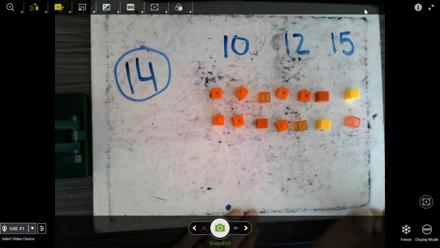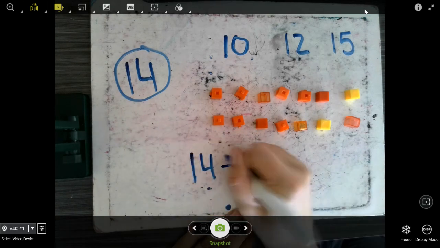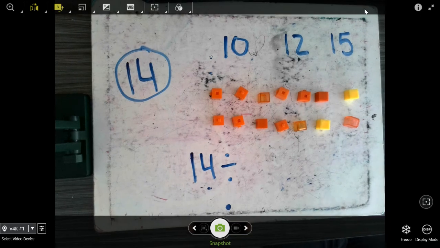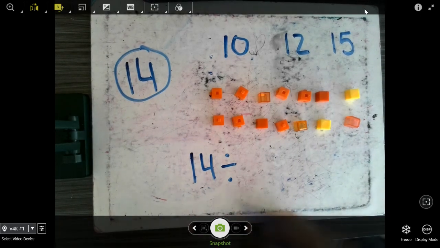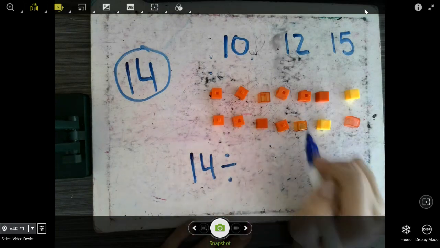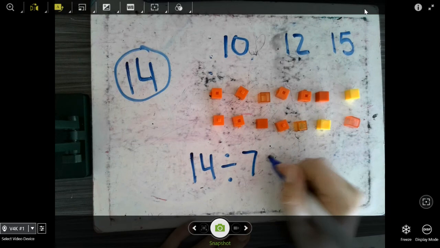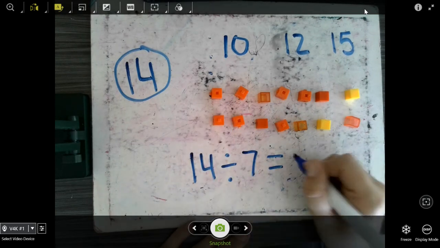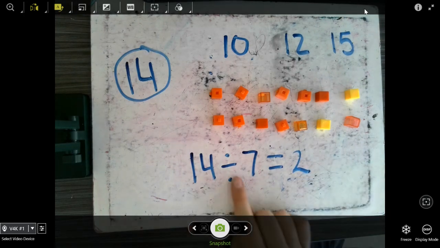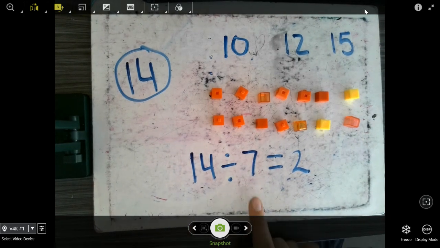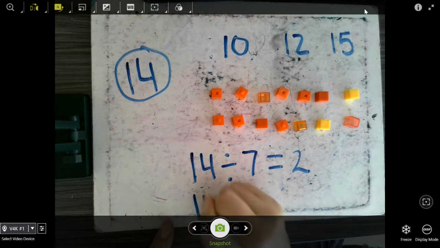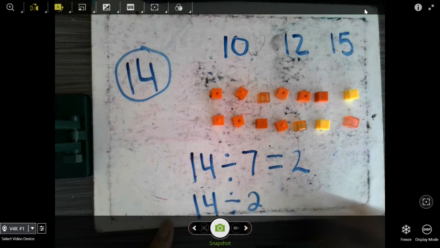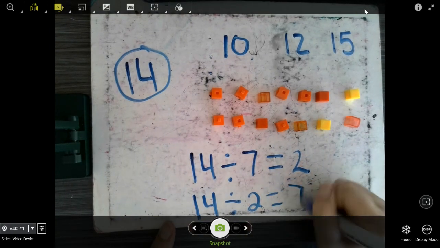So my division sentence is 14. We always start with our total. When we divide, we start with our total. 14 divided by, you could divide it by the columns, 1, 2, 3, 4, 5, 6, 7. So 14 divided by 7. So if I'm dividing it by my columns, my answer is my rows. 14 divided by 7 is 2. You can also think of it as 7 plus 7 is 14. So how many times do you count from 7 to 14? It's 2 times. Or you could write it as 14 divided by 2, which are 2 rows, equals 7 columns.